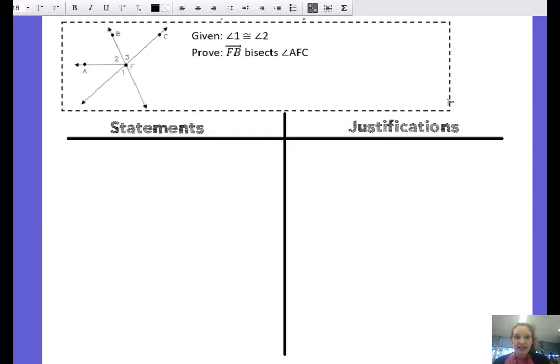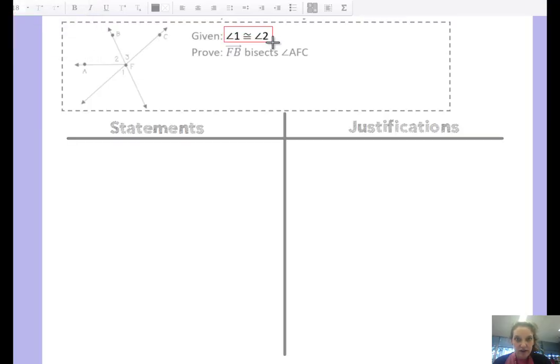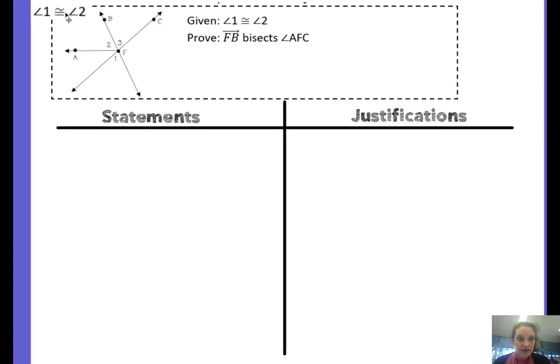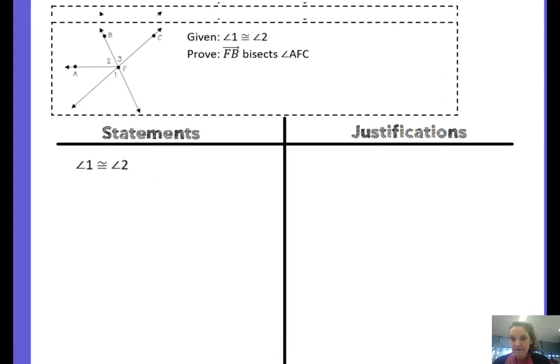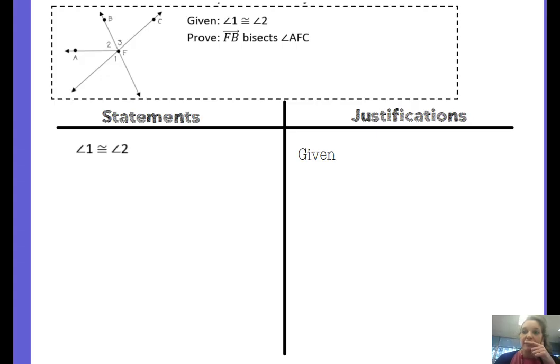Next one is given that angle 1 is congruent to angle 2. We are trying to prove that FB is bisecting angle AFC. So I'm going to go look at my figure, my diagram, and I notice immediately, jumps out at me, that angle 1 and angle 3 are vertical angles. So I'm going to go put that they're congruent.